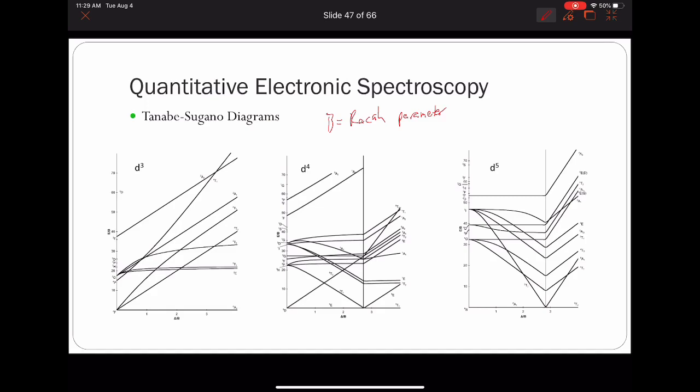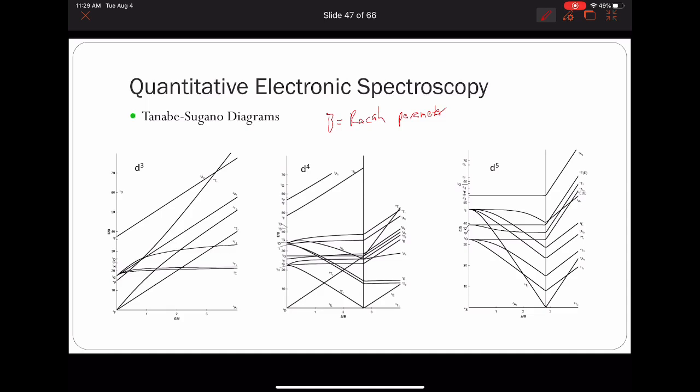You'll also notice that on the x-axis we have a baseline term symbol for the entirety of this. If you focus on the d3 system right now, we see that we have a quartet A2 ground state. All of your other states are given with respect to this ground state term symbol. So in other words, the energy that we note on the vertical axis is relative energy with respect to your ground state.